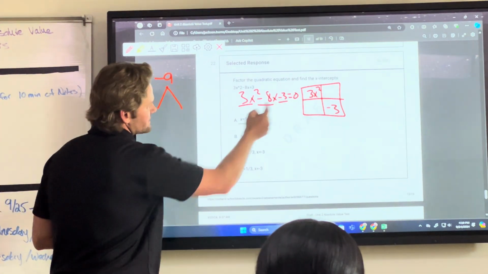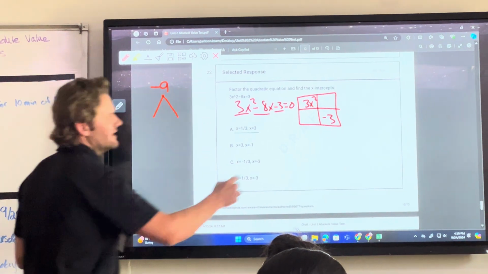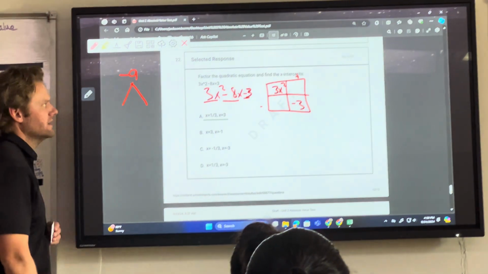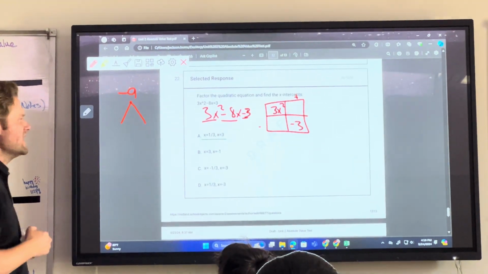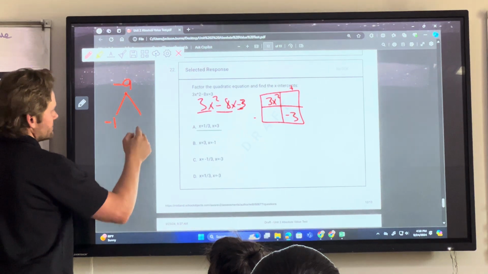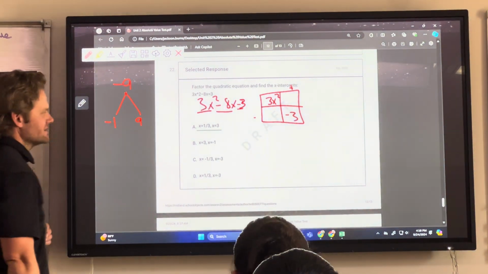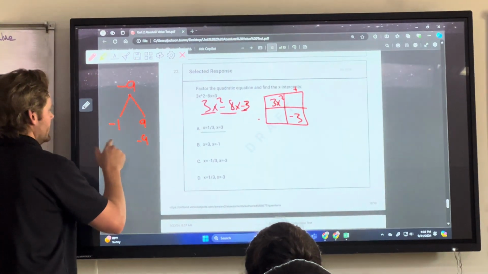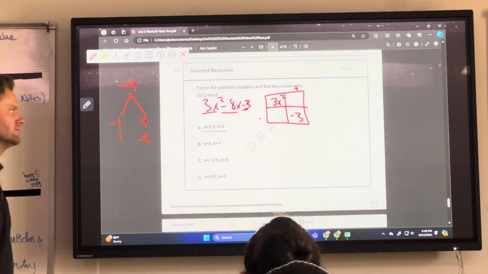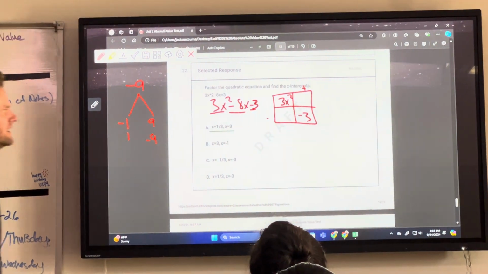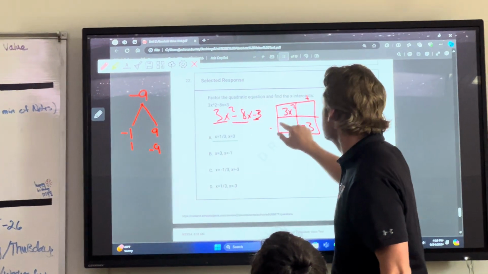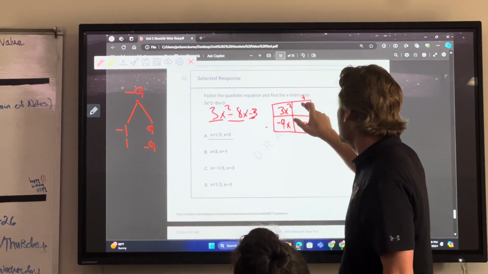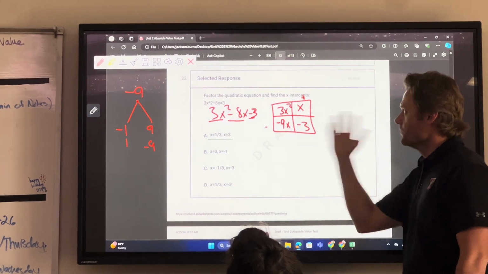I know since this last number is negative, I'm gonna need a negative and a positive over here on my box, right? One of them will have to be negative, one of them will have to be positive. So, I'll start with a negative 1, a positive 9. Oh no, that gives me positive 8. Well, let's switch it. Negative 9 and a positive 1, right? That gives me a negative 8x. So I know my negative 9x can go on this diagonal, and my positive 1x can go right there.